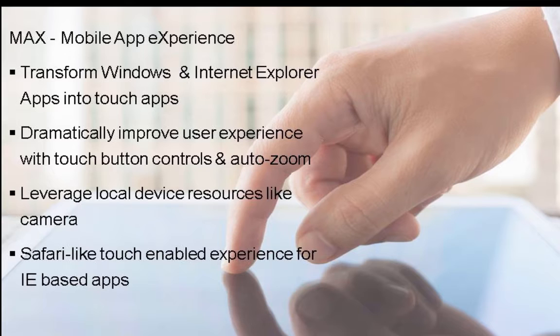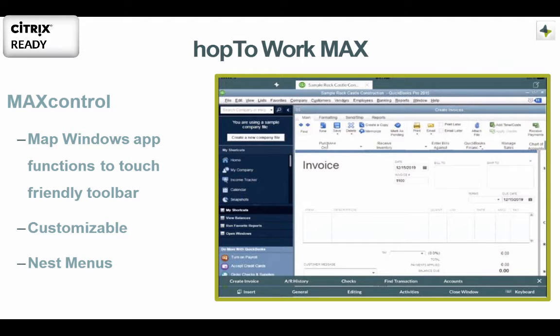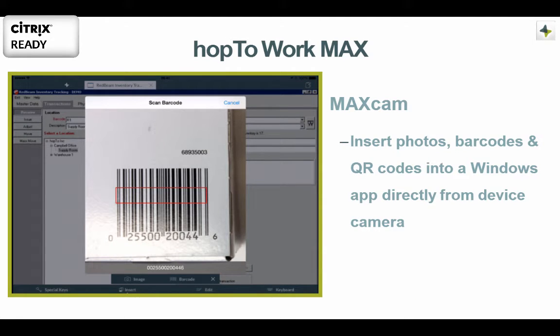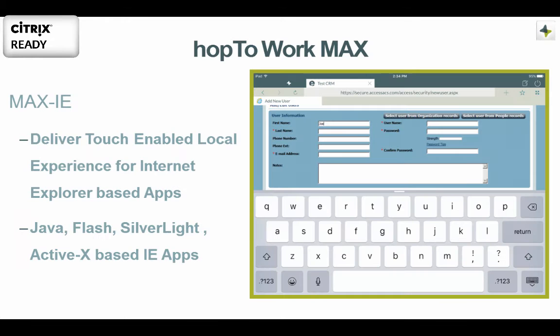So what we launched last year were three features. We call them Max Control, which gives you touch buttons to control your Windows app. We launched Max Zoom, which automatically recognizes when you tap into an input or edit field and zooms in and raises the keyboard. And Max Cam, which gives you access to local resources such as the camera so that you can scan barcodes, QR codes, or photos or documents. We launched those features last year, and the next step is to bring some of the same mobile app experience to applications designed for Internet Explorer.